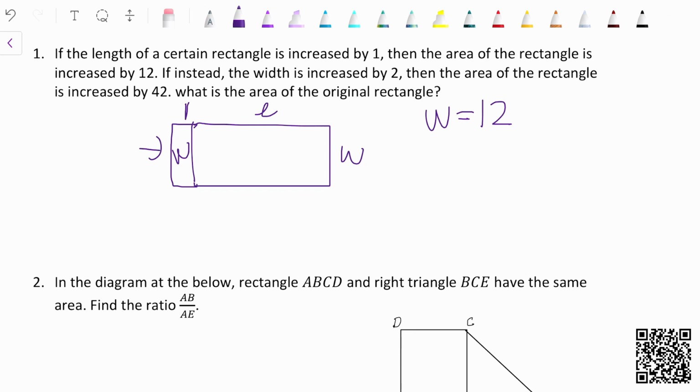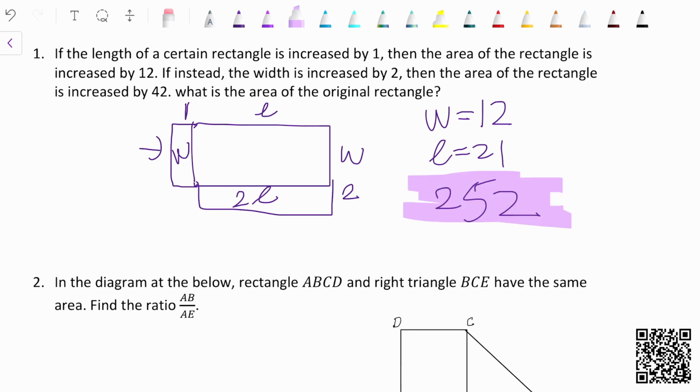And it's the same idea with our length. Since we increase it by 2 this time, this area is equivalent to 2L, or 42 in this case. So we have to divide 42 by 2, so our L is equivalent to 21. Relatively simple. Now we just multiply them together. So 12 times 20, 240, plus 12. So our answer for the area of the original rectangle is 252.